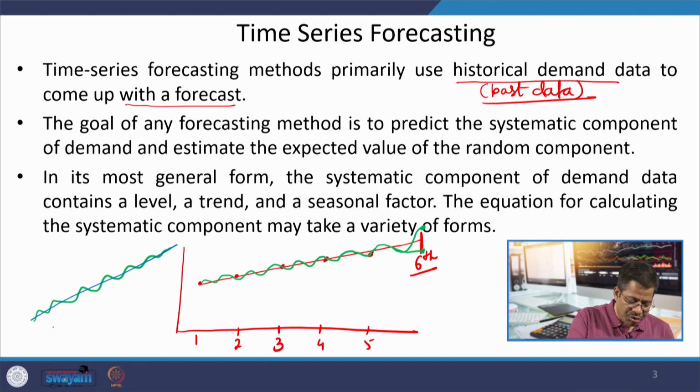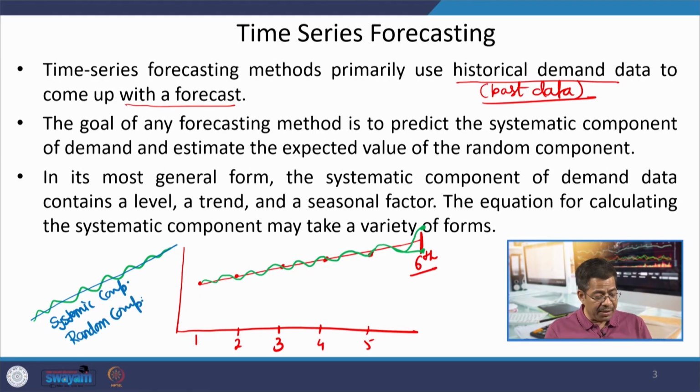Now, in this actual data, there are two things. One is the systemic component and another is the random variation. So, systemic component plus random component makes your actual data.